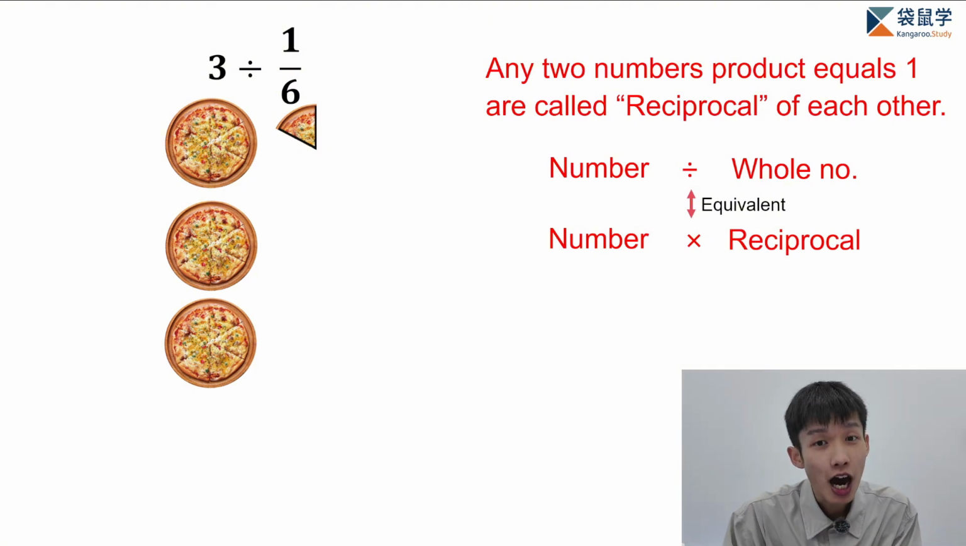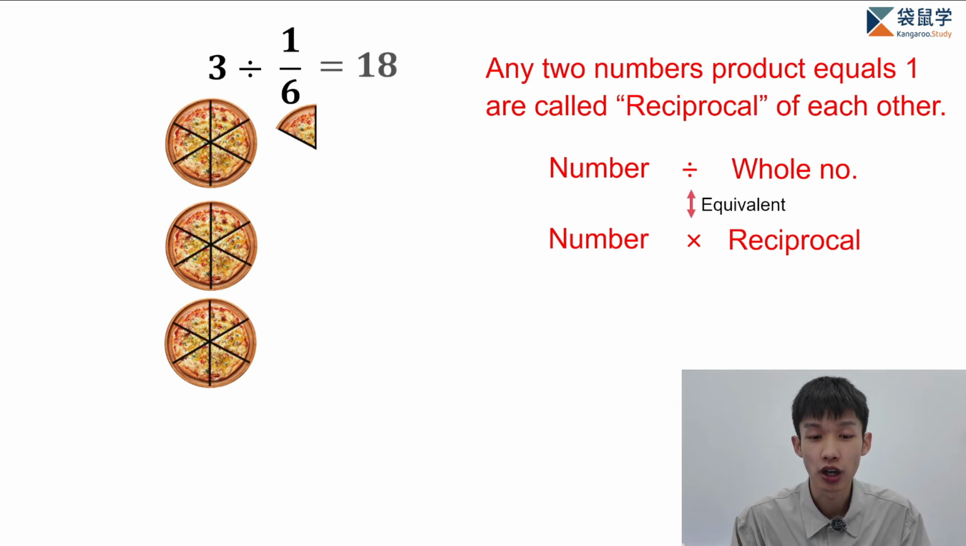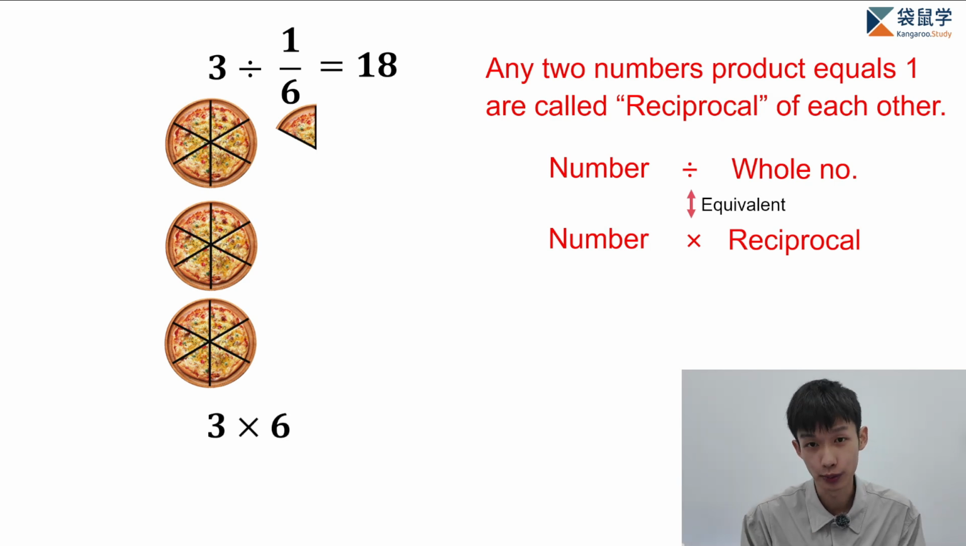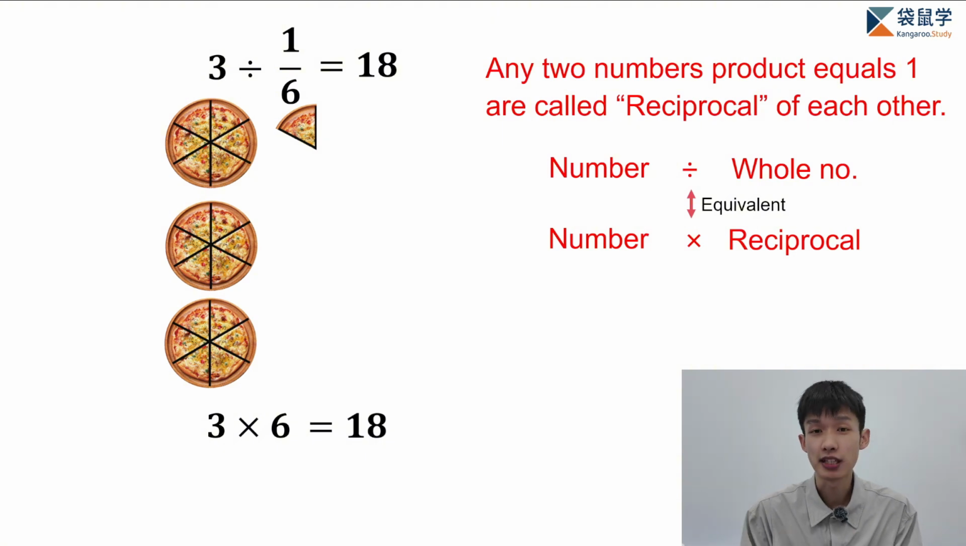So the meaning of 3 divided by 1 over 6 is actually: inside the 3 whole pizzas, how many 1/6 pieces do we have? We need to divide each by 6, and we have a total of 18 pieces. That's what we can get from the models. But we also have another calculation, which is 3 times 6. What do we get? It's nothing but 18. Now, we have the same result.